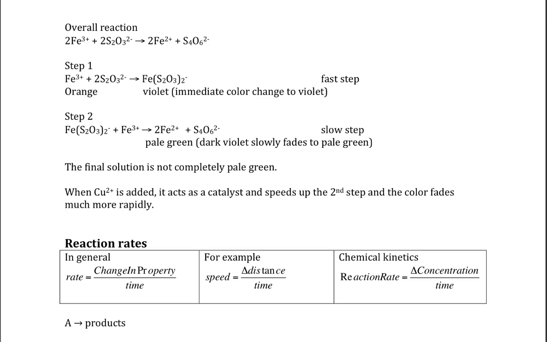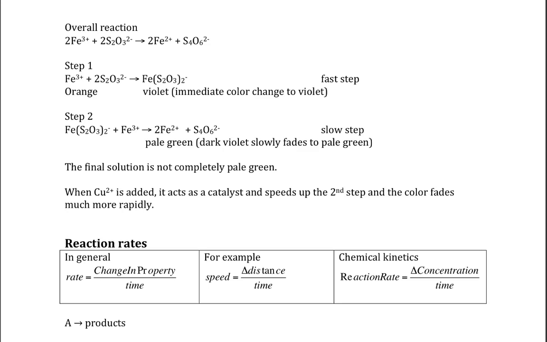Slowly, the Fe S2O3 2- combines with the other Fe3+ to give us 2 Fe2+ plus S4O6 2-. And that is the second step. That is the slow step. Step 1 and step 2 are what we call the mechanism of this overall reaction. It doesn't go all the way to products, as it turns out, and that's a topic we deal with in those next 4 chapters.